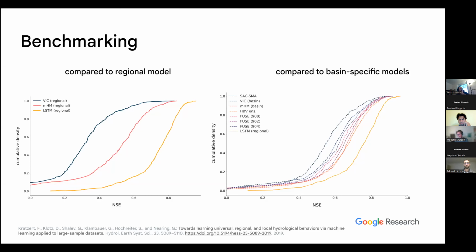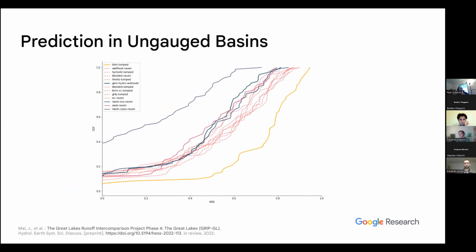But I would show different results from a more recent study, which is the Great Lakes Runoff Intercomparison Project from Juliane Mai in Waterloo. This intercomparison project had one task, which was modeling PUB. But for the first time, all hydrology models against which we benchmarked also had to predict PUB. Previously we were comparing the LSTM in PUB versus calibrated hydrology models, which is a very asymmetric comparison. So this now is a CDF.